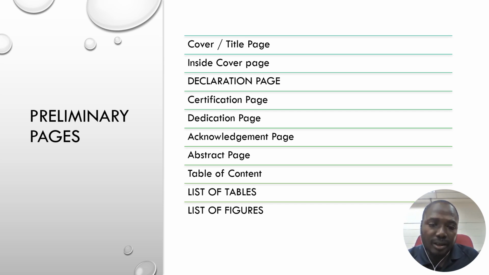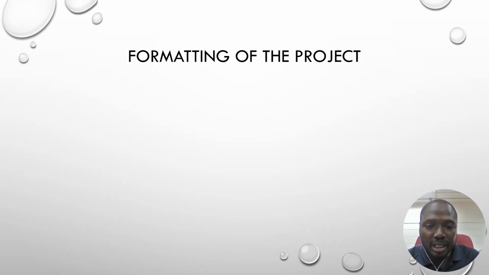Then list of tables. Table 1, result demographic data of participants, maybe in chapter 4. Then you now state the page. So this is how you now do your preliminary pages. Then we now go to the formatting of your project.